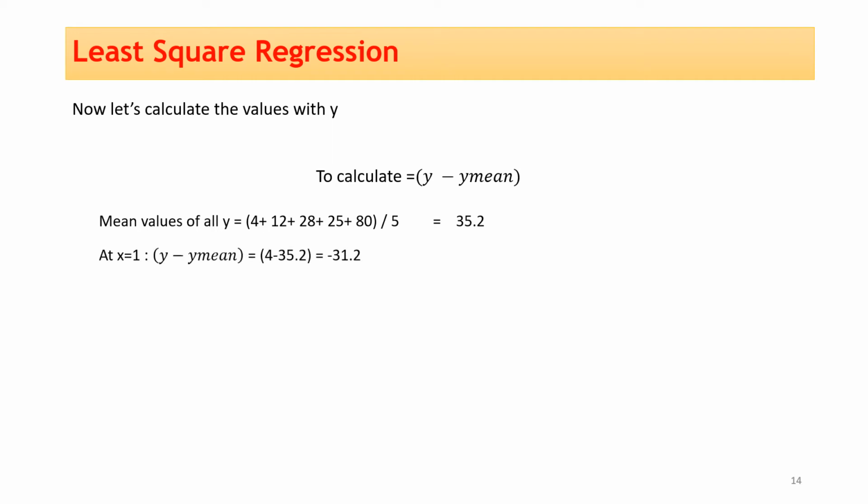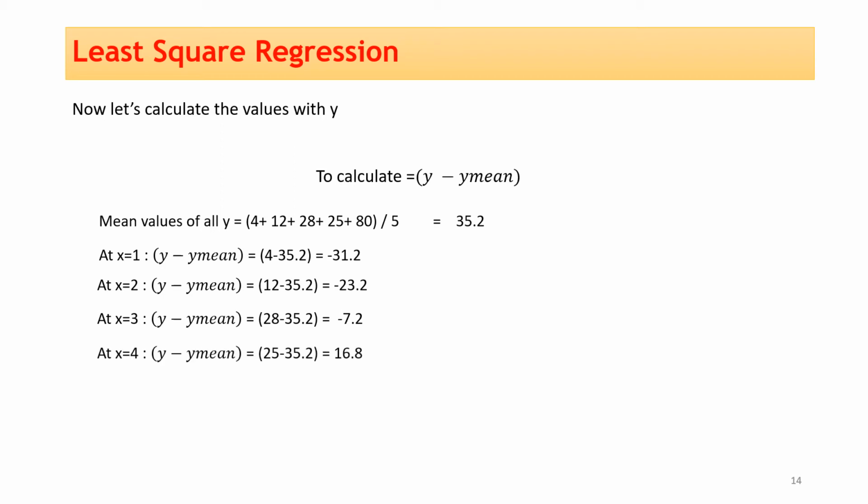So at x equals 1, our y minus y mean will be equal to 4 minus 35.2, which is equal to minus 31.2. Similarly, at x equals 2, our y minus y mean will be equal to 12 minus 35.2, which is equal to minus 23.2. Then at x equals 3, our y minus y mean will be equal to 28 minus 35.2, which is equal to minus 7.2.